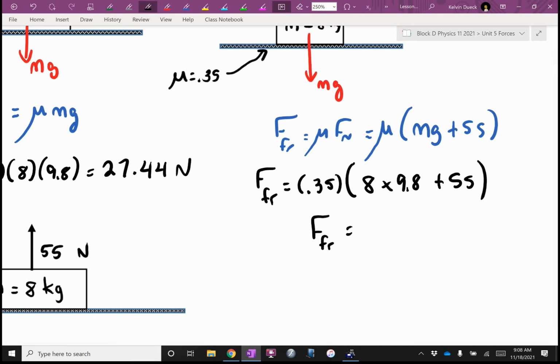What do you get? 46.7 even, or give me all the sig figs. I get 4 sig figs, isn't it? 46.69 newtons. Is that right? Yeah.